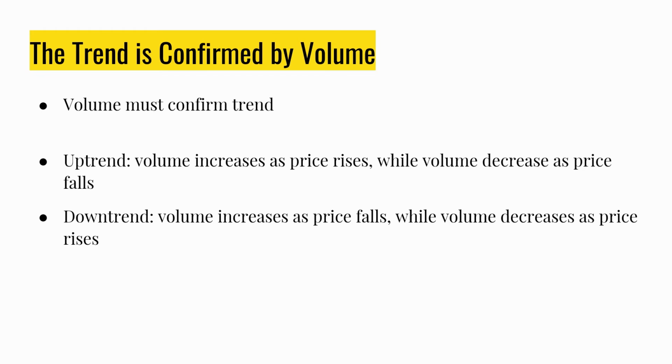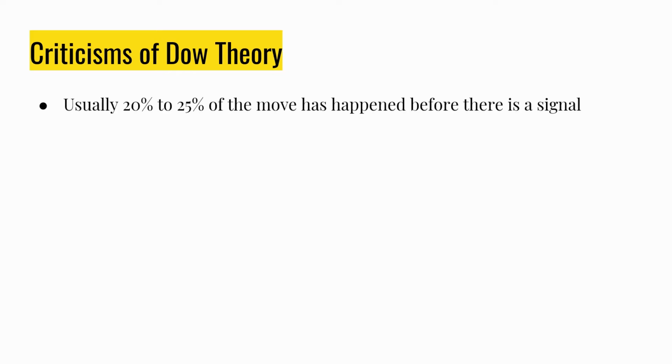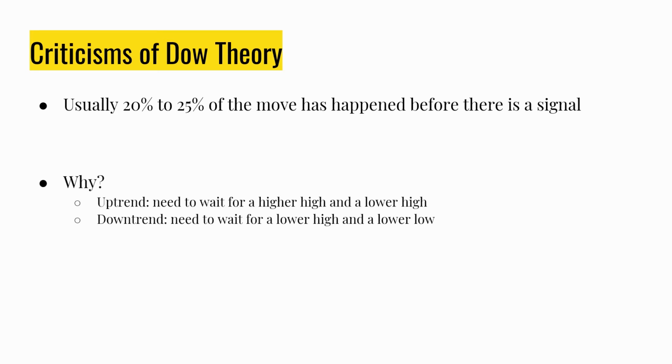As with all strategies, there are critics that bring up relevant statements. The first criticism is that the Dow theory usually misses up to 20 to 25% of the movement before a signal is produced. So why does this happen? This happens because in an uptrend, Dow states that you have to wait for a higher high and a higher low to form, while in a downtrend, you need to wait for a lower high and a lower low to form. Waiting for these two steps usually means that when the stock makes a higher high or a lower high, you have to wait for its respective higher low or lower low. This waiting contributes to the 20 to 25% of the missed opportunity.